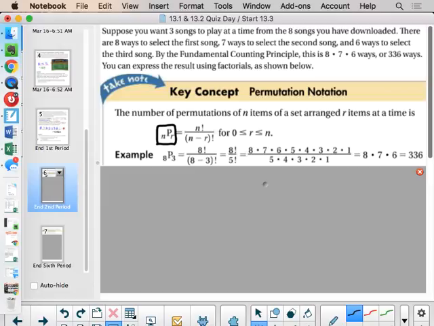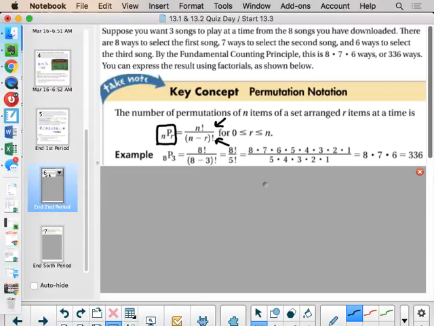n represents the total number of items I am picking from. r represents how many items I am picking. The equation that we have for it is n factorial divided by the quantity n minus r. First you do that subtraction, then take the factorial of that.